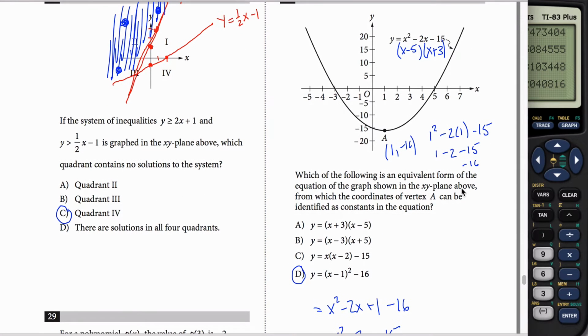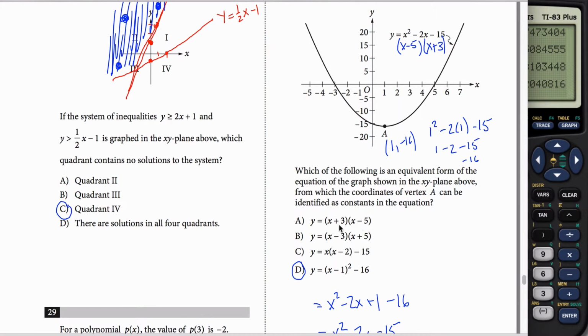Some of them, x minus 5 times x plus 3, right here, is equivalent. This one might be equivalent too. Let's see, x squared minus 2x minus 15. Yeah, a bunch of these are equivalent to this one, but they do not identify the coordinates of the vertex as constants in the equation.